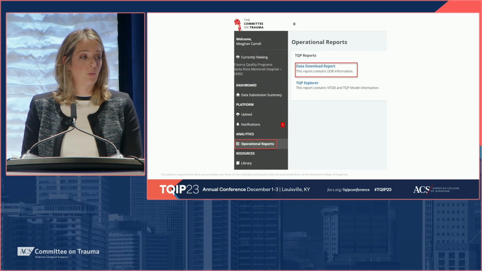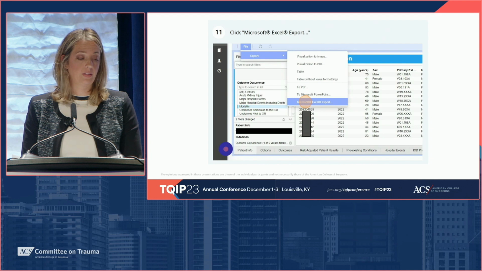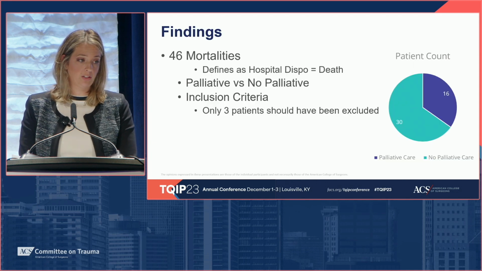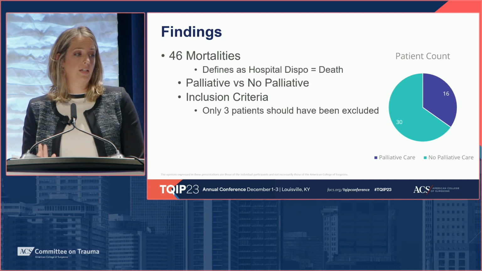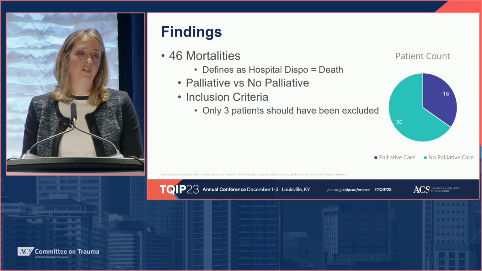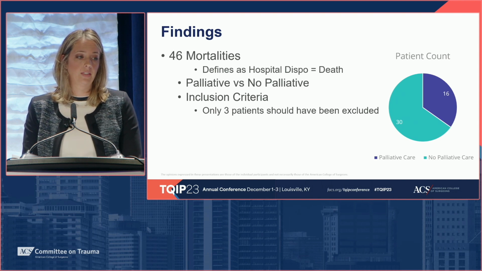So data download report, you're gonna go to the operational report, you're gonna go to mortality, same thing, download it, see what you get. And this spit out 46 mortalities. So what we did is I went into the charts and I went to see what happened. 3 of those patients should have been excluded because they did have an advanced directive limiting care prior to the patient arrival. And then I wanted to look at palliative care versus no palliative care. And most of those patients had no palliative care.